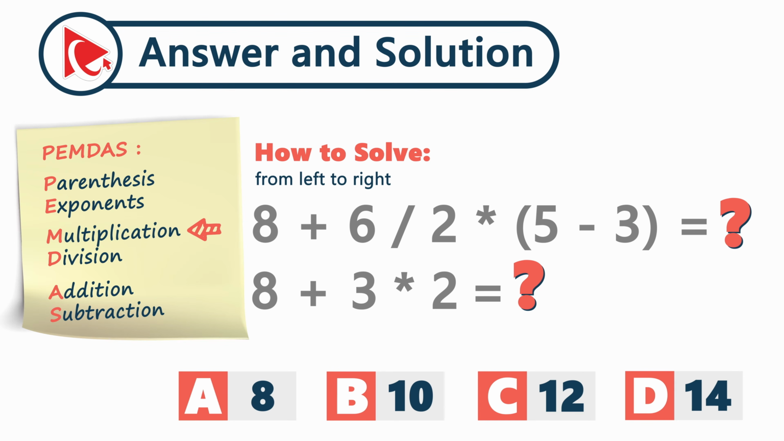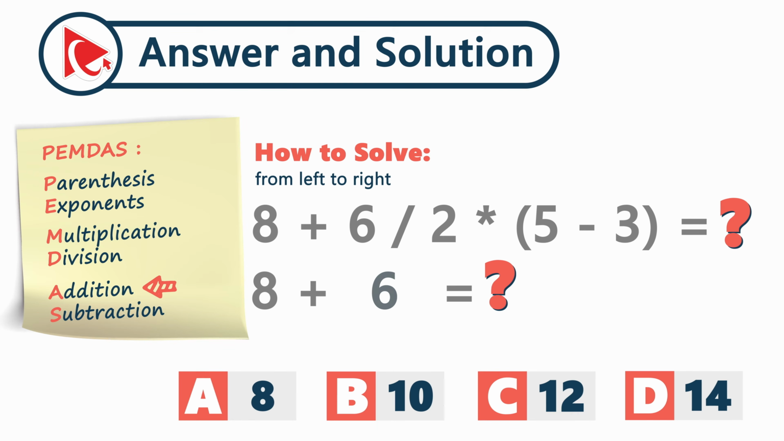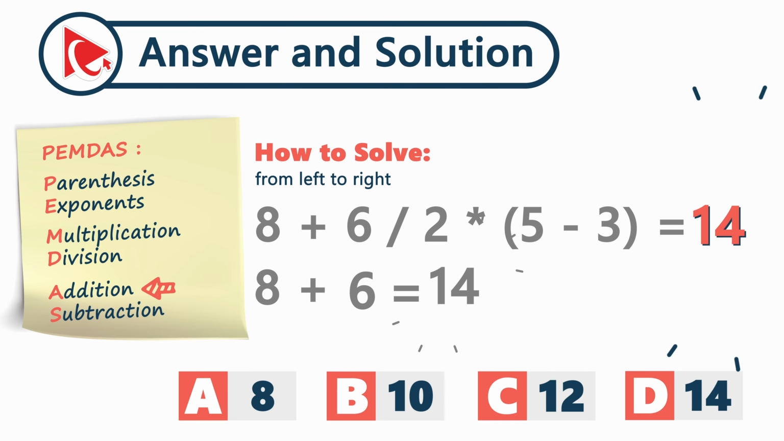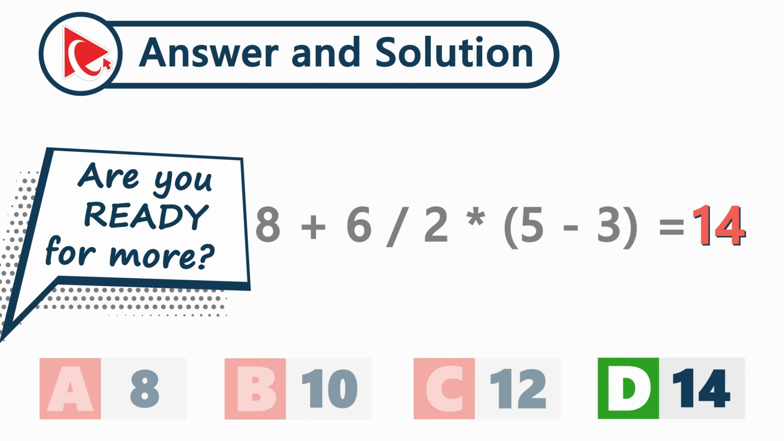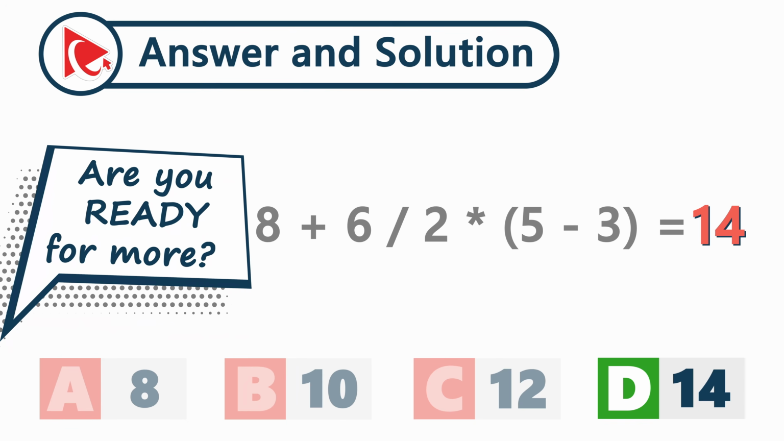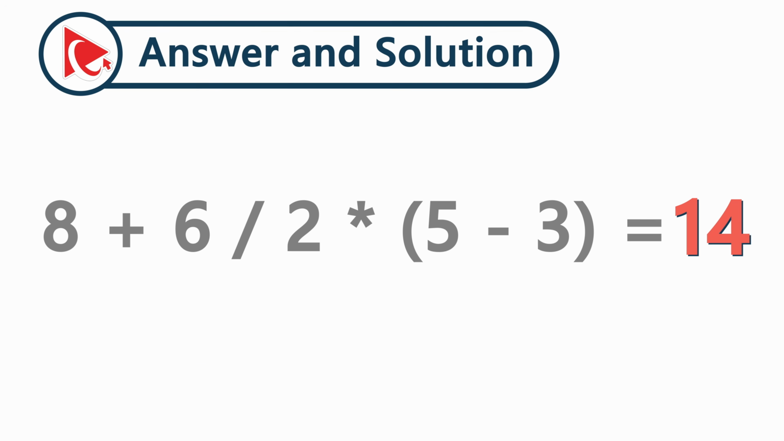Let's continue just a few more steps. 3 multiplied by 2 equals 6, and 8 plus 6 equals 14. So the correct answer here is choice D, 14. But wait, are you ready for more? Especially now, when you know how to solve these types of challenges. Try this question to see how you would do.